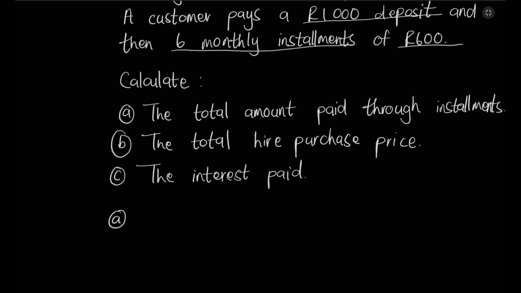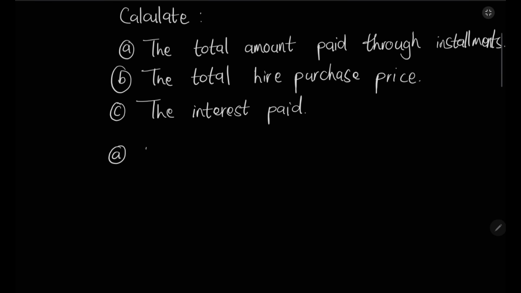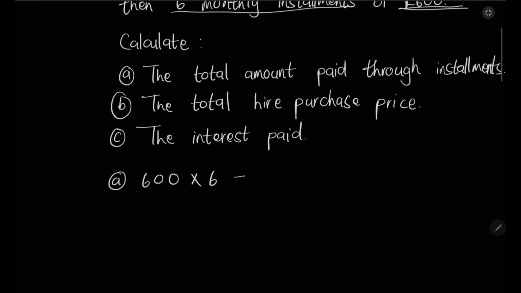Right, so A, what is the installment? Let's check our monthly installment. A customer pays a 1,000 Rand deposit and then 6 monthly installments of 600 Rands. So we have to take the 600 Rand, multiply it with, we said 6 monthly installments. So you'll pay it 6 times. 600 times 6 is 3,600 Rands.